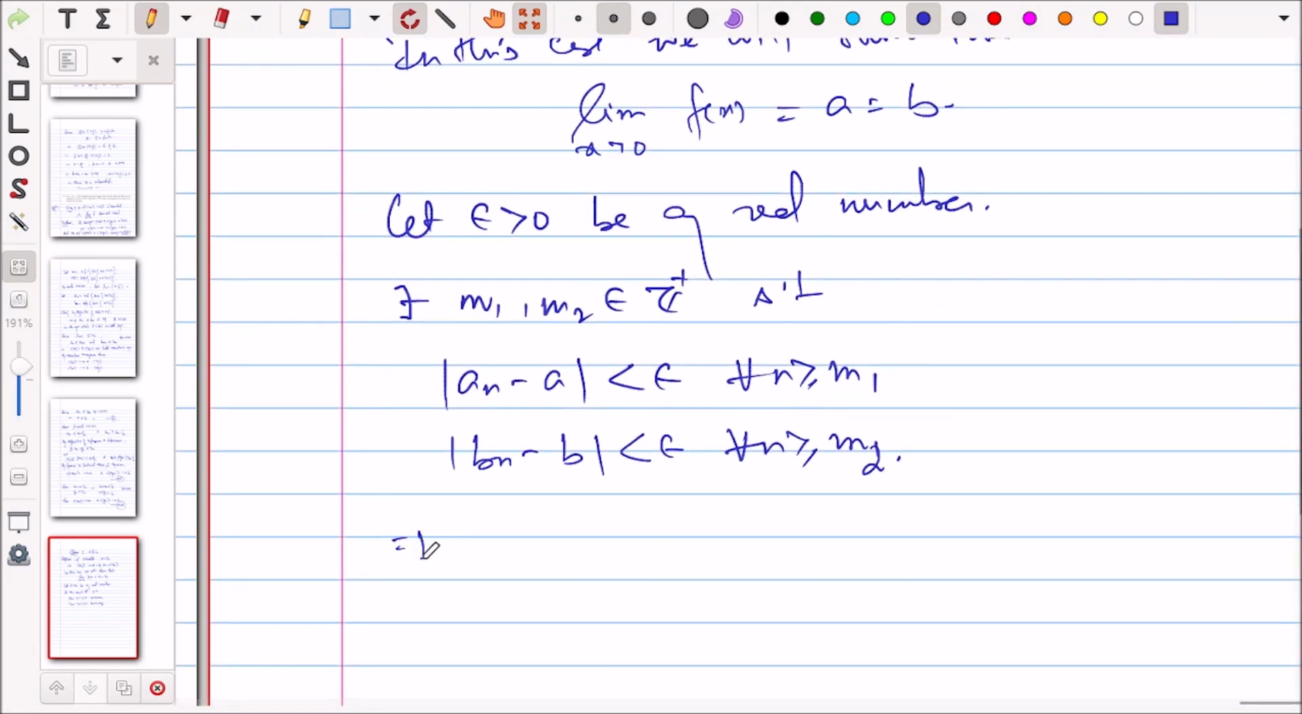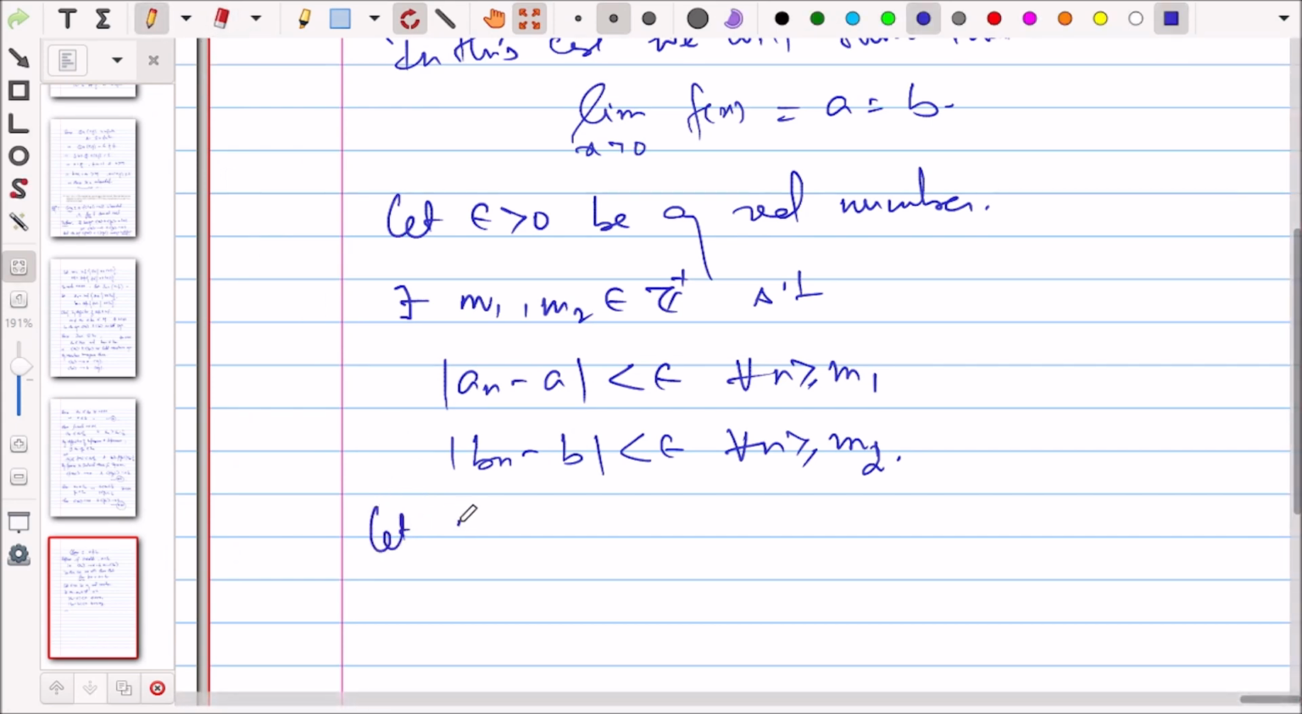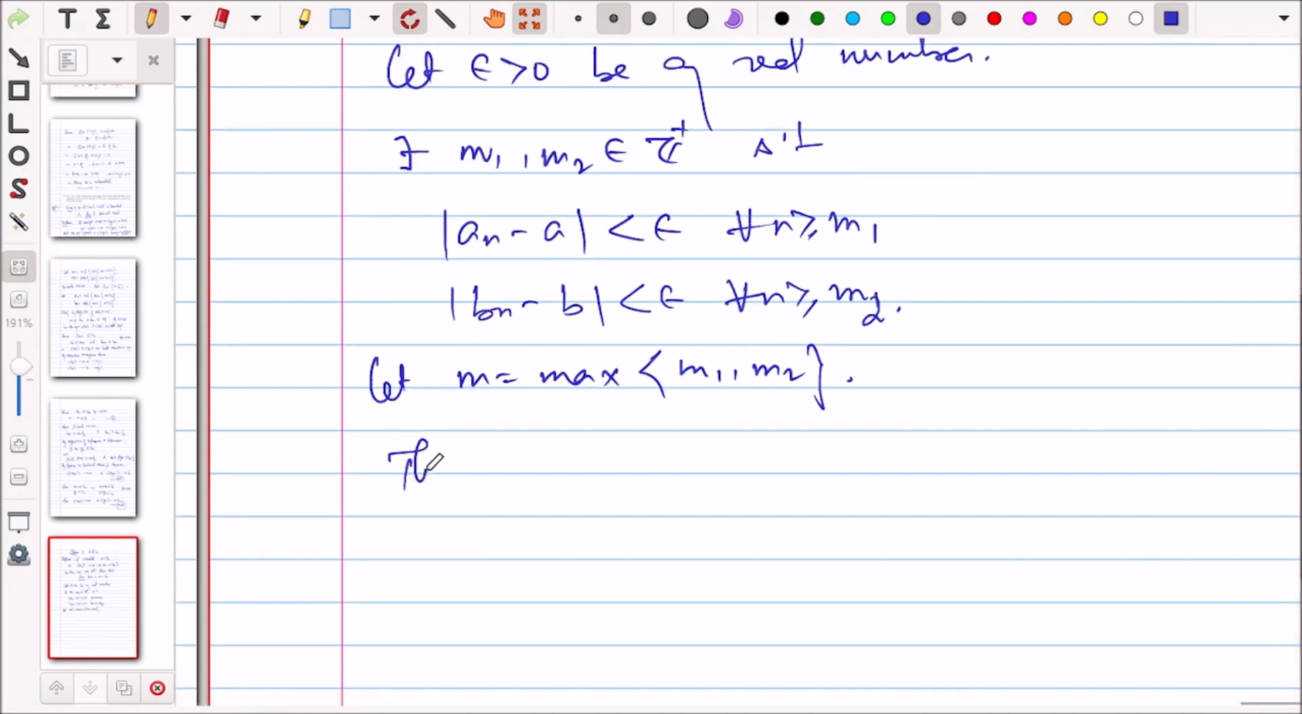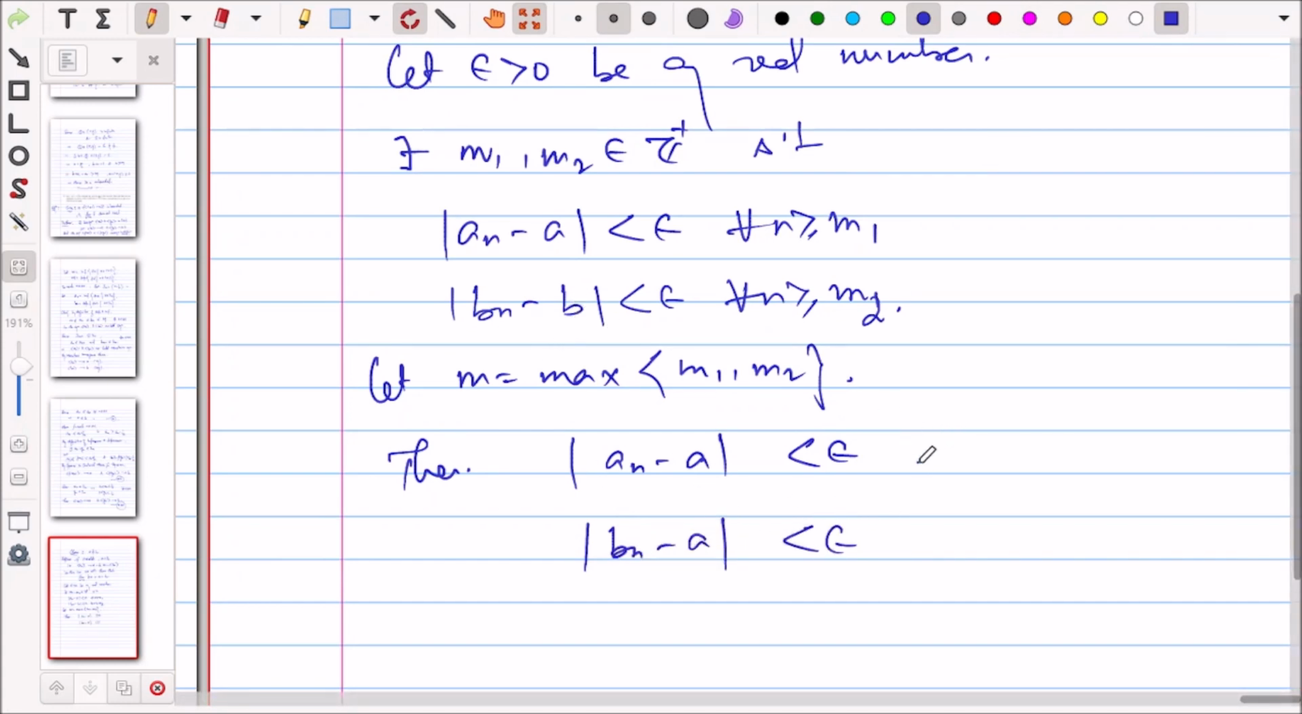So this implies, so what does this imply? This implies, so let m equal to maximum of m1, m2, then what we have is an minus a is less than epsilon and bn minus a is also less than epsilon, because a is equal to b for all n greater than or equal to m.